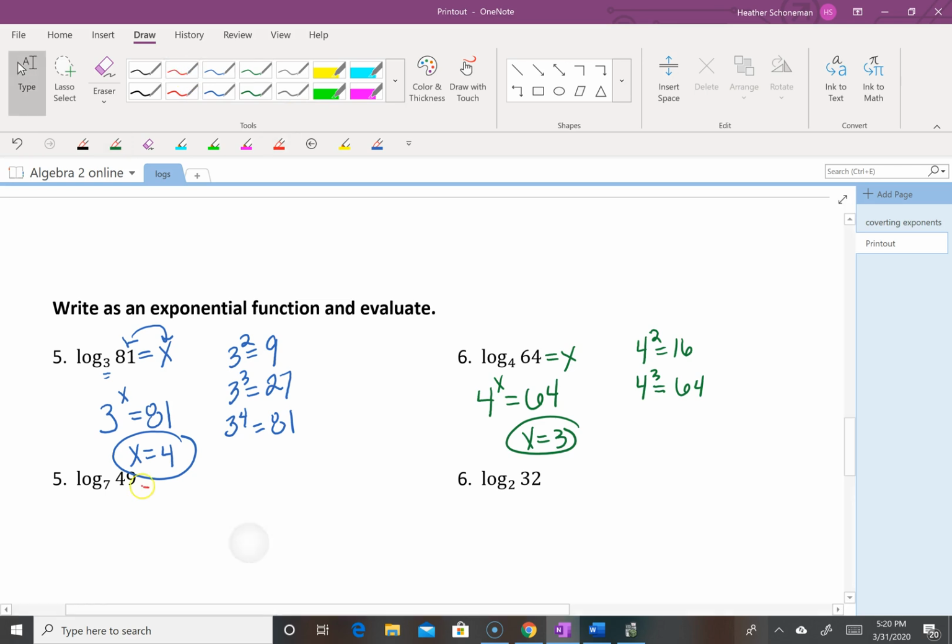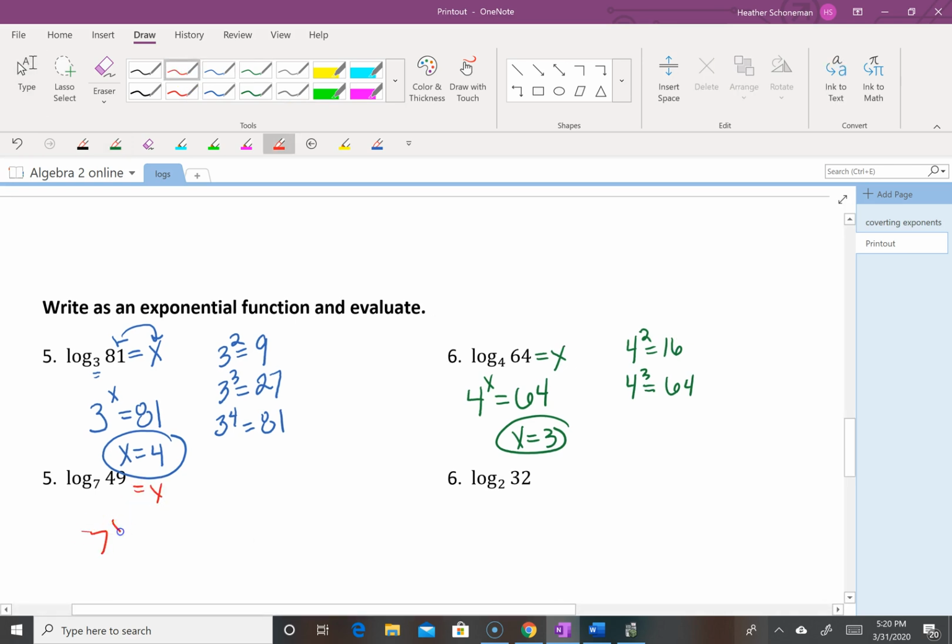Oh, this one should be easy. This equals x. So we have 7 to the x equals 49. Well, what to the x power is 49? Of course, it's 2. X is 2.